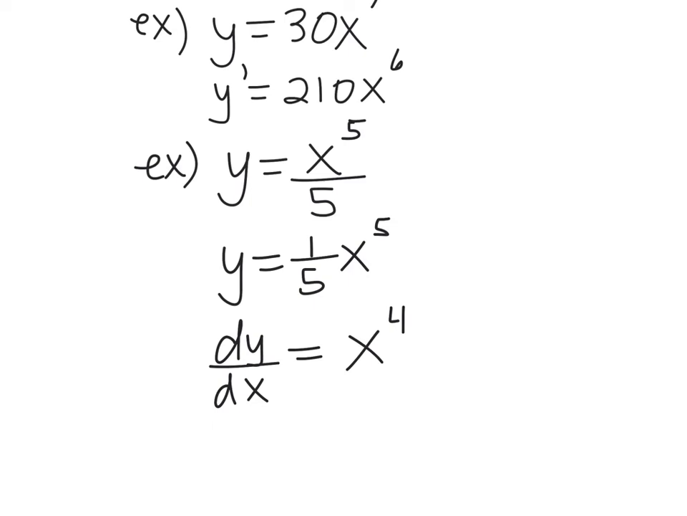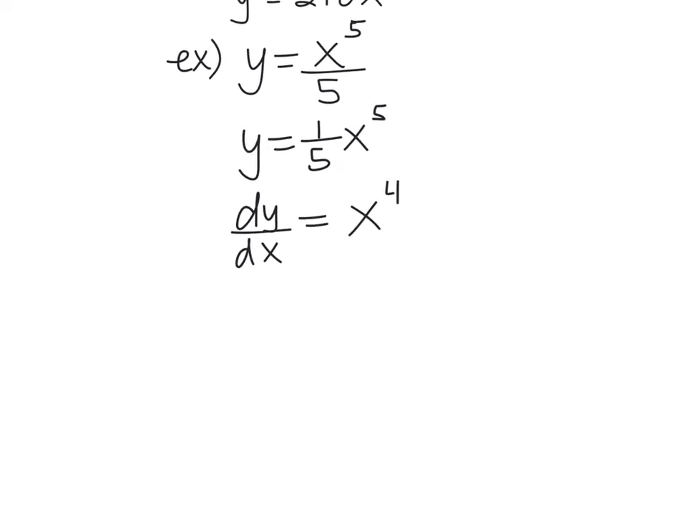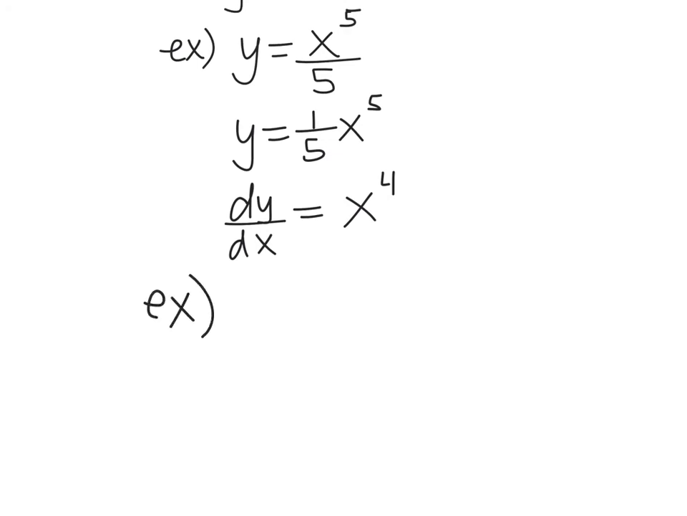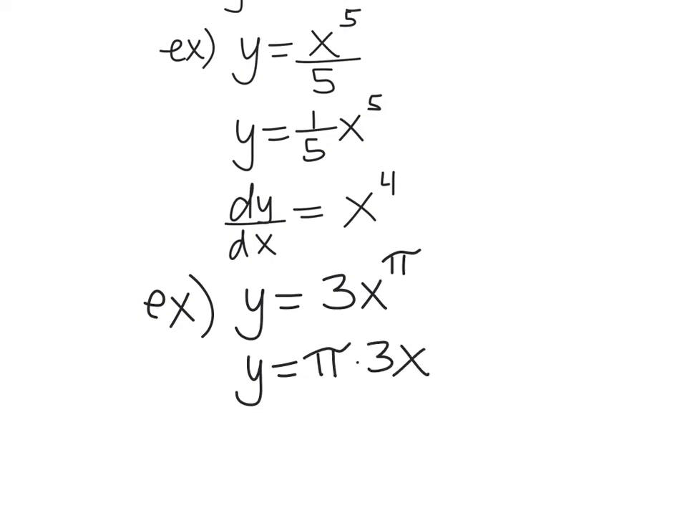Okay, one last rule for today. Oh, wait, let me do this one. Last one of these. y equals 3 times x to the pi. It's kind of fun. Pi's a number. So you're going to bring pi down. Pi times 3. And then you're going to what? Subtract 1 off. That's fun, right? We've just been using normal numbers.